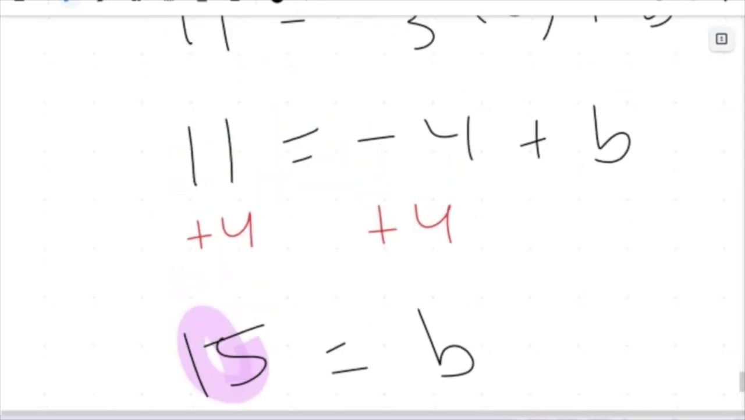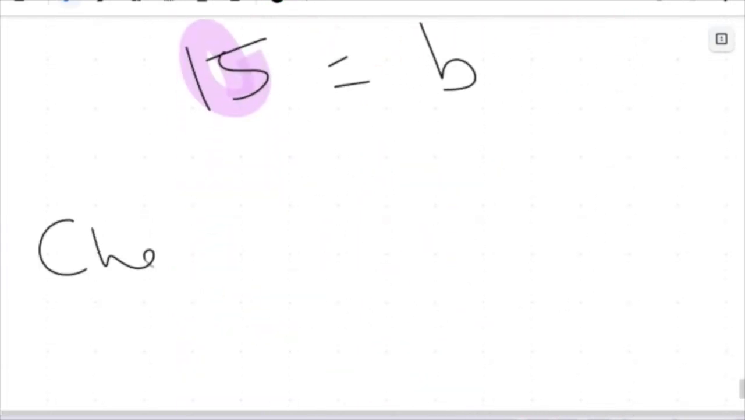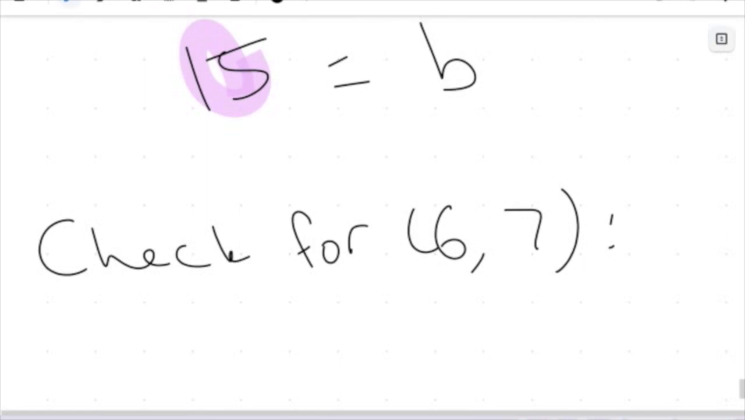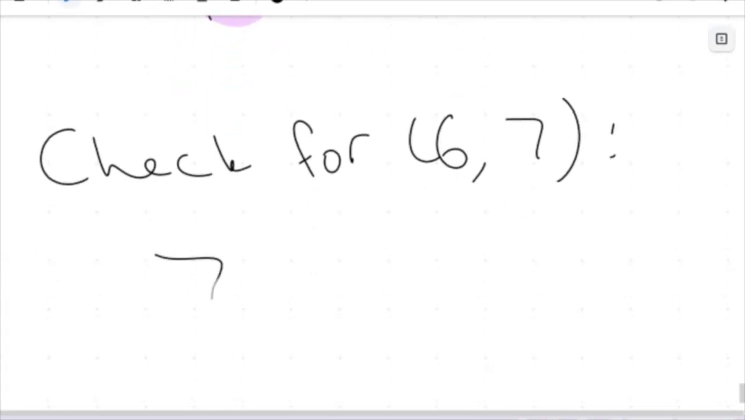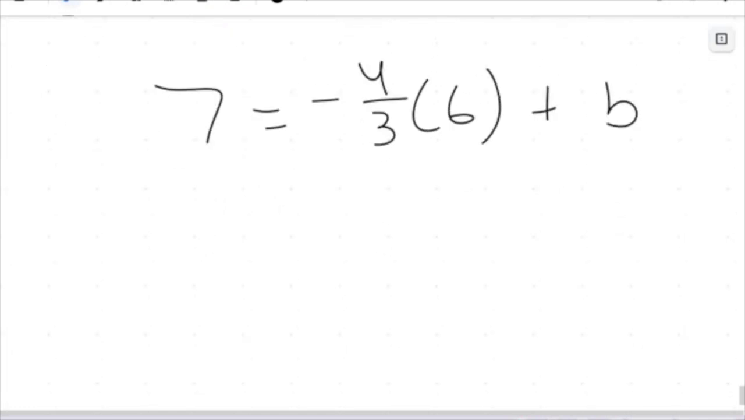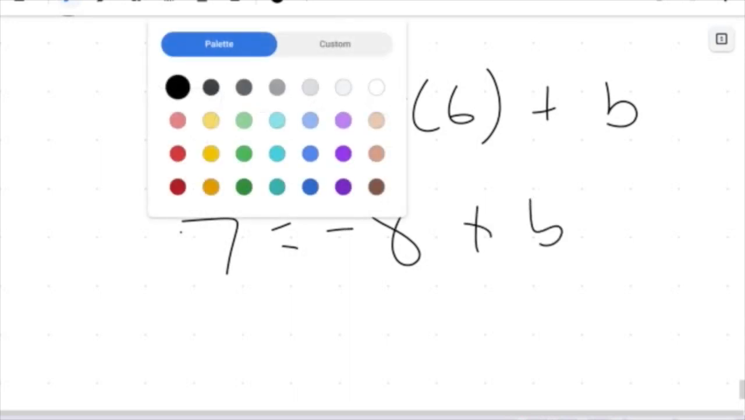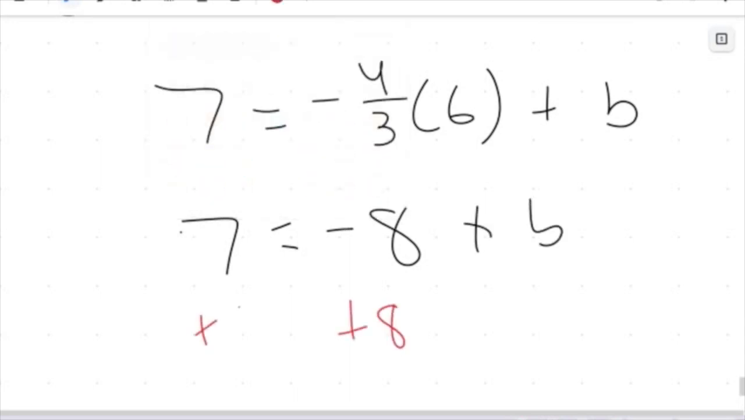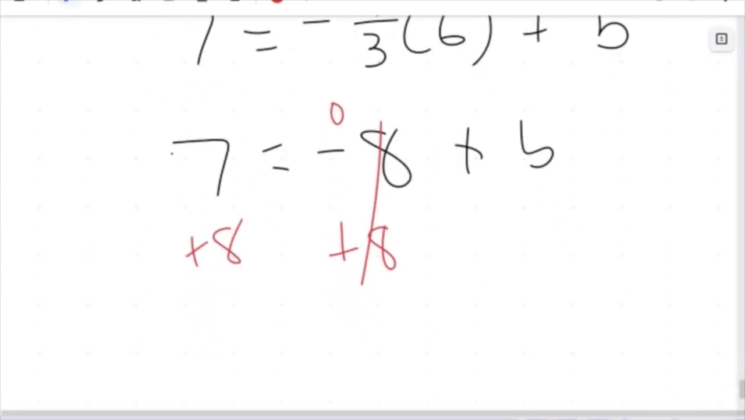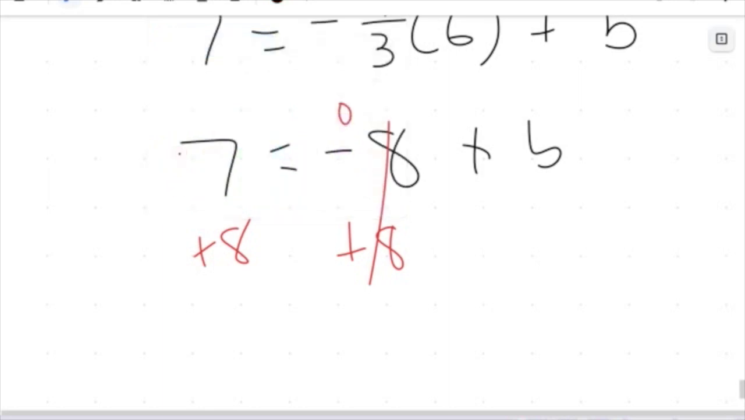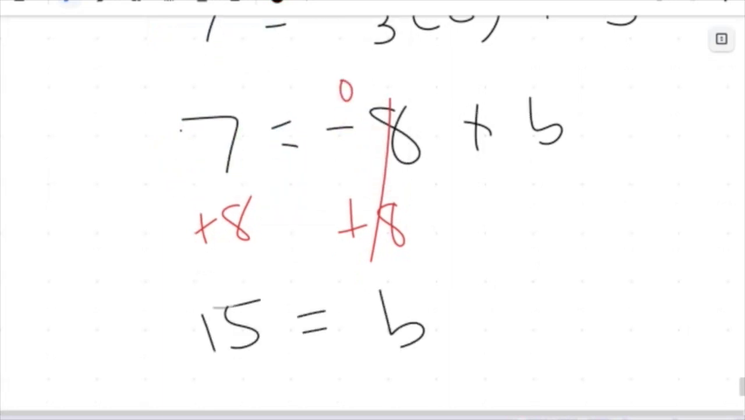And this will work for the other point as well. If we were to check for 6 and 7, I'm going to get 7 in place of my y equals negative 4 on 3 multiplied by 6 plus b. Negative 4 on 3 multiplied by 6 gives me negative 8. And I can add 8 to each side. And that's going to give me b on its own on the right equals 15. So it works this way as well.